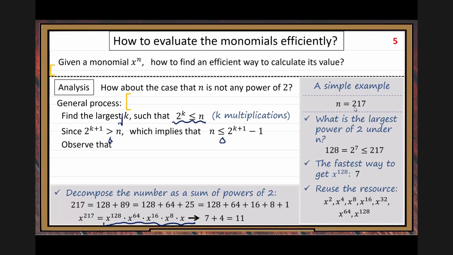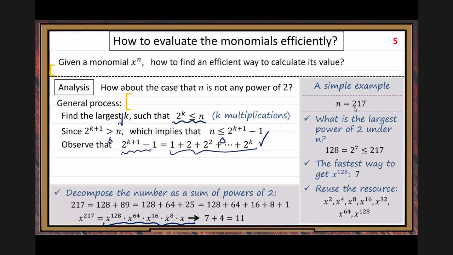Observe that 2 to the k plus 1 minus 1 equals the sum of all these powers of 2. Do you know this formula? Can you see this simple formula? The right-hand side is a special geometric series. The powers of 2 can be treated as a geometric series with common ratio 2. The sum of it equals 2 to the k plus 1 minus 1.